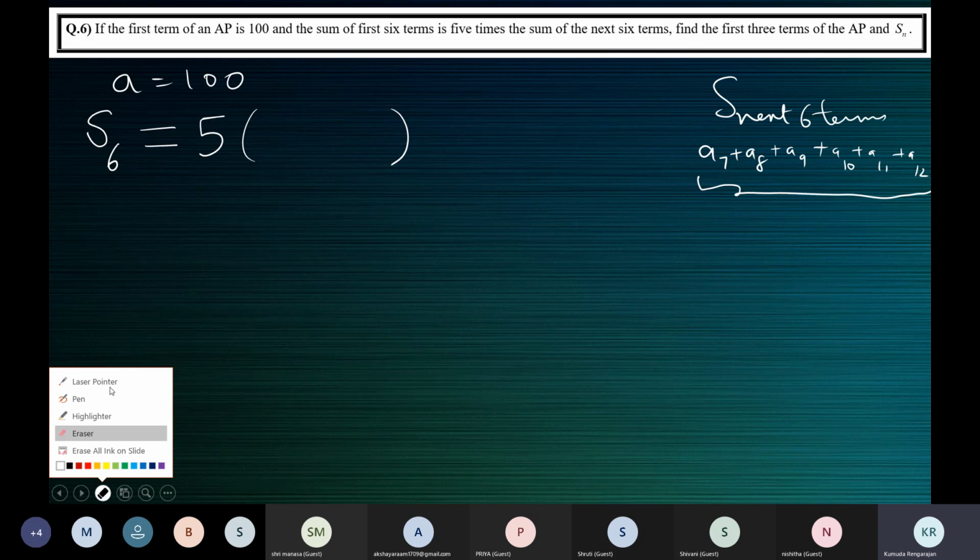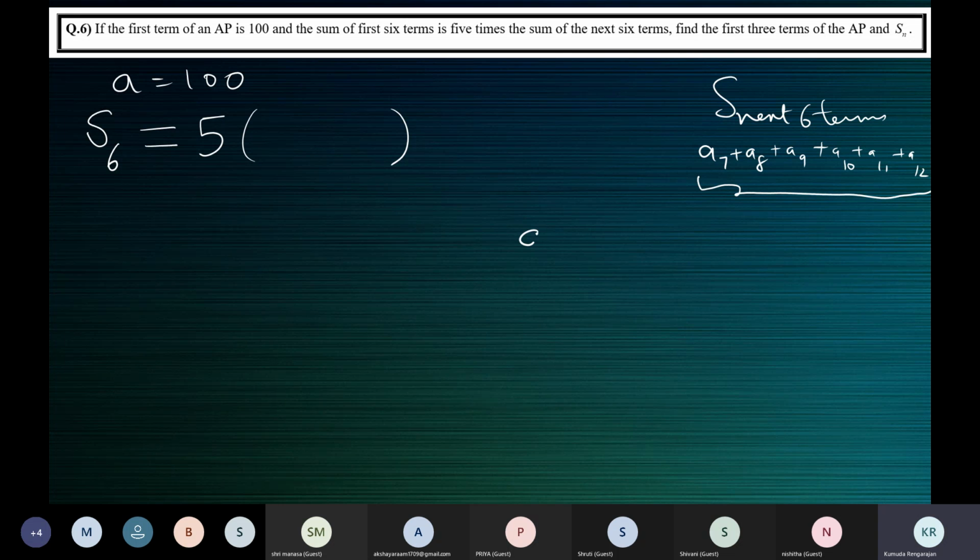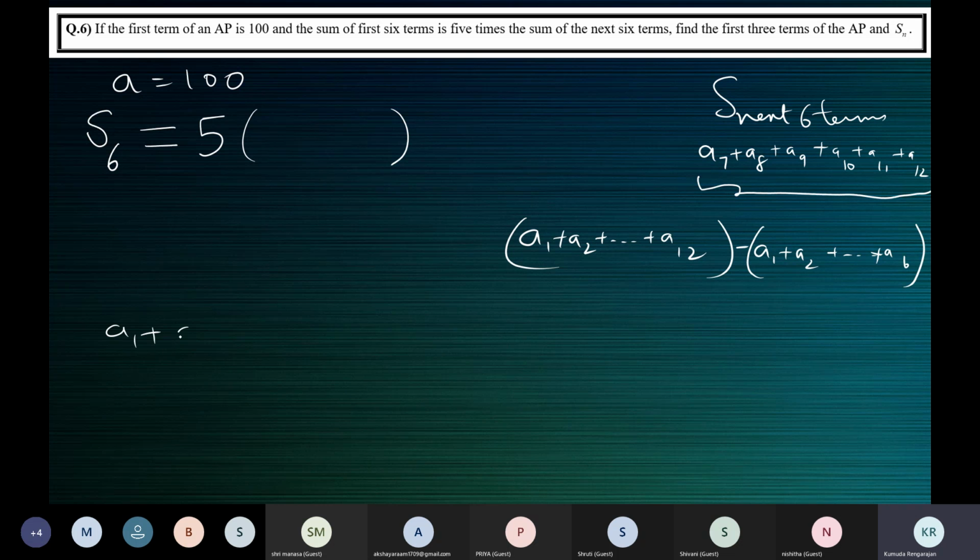Okay, so it's like this. It's A1 plus A2 plus so on till A12, the sum of the first 12 terms, minus A1 plus A2 till A6. See, just think about it. Let me write it like this: A1 plus A2 plus A3 plus A4, A5, A6, A7, A8, 9, 10, 11, 12.